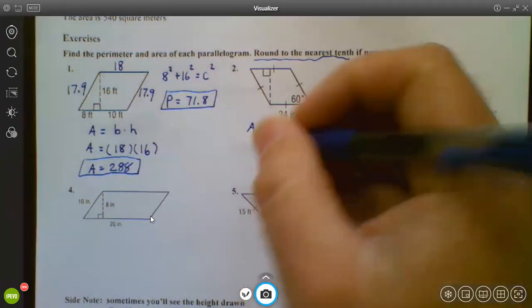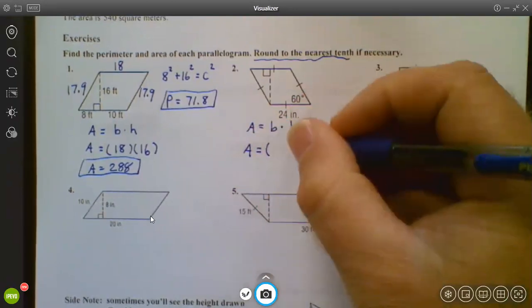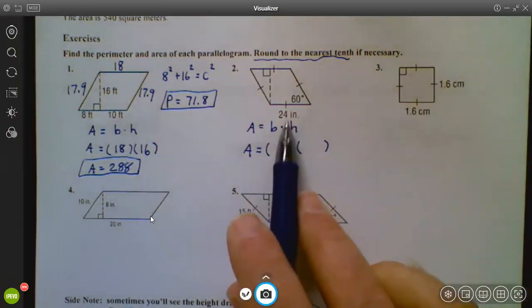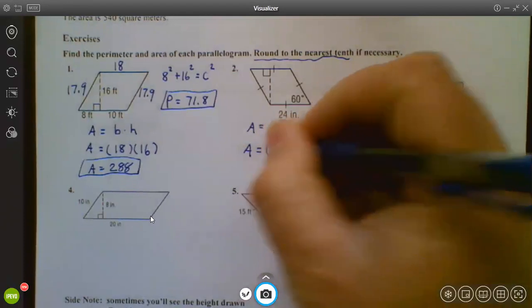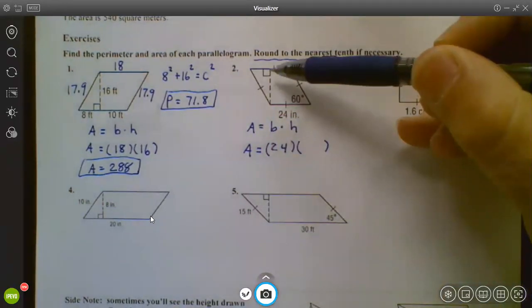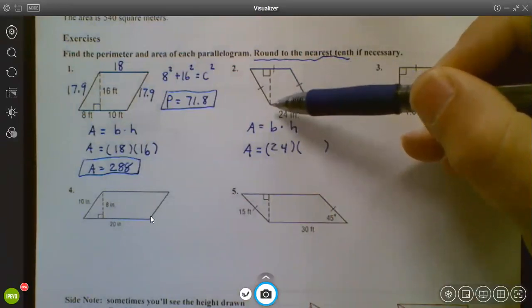So let's see, what's our base and our height on this one? One of them seems pretty clear. We're looking at our base right here of 24, so we can go ahead and put that in. But you can see on this one they did not tell us the height. This dotted line has to be the height because it is perpendicular to the base.